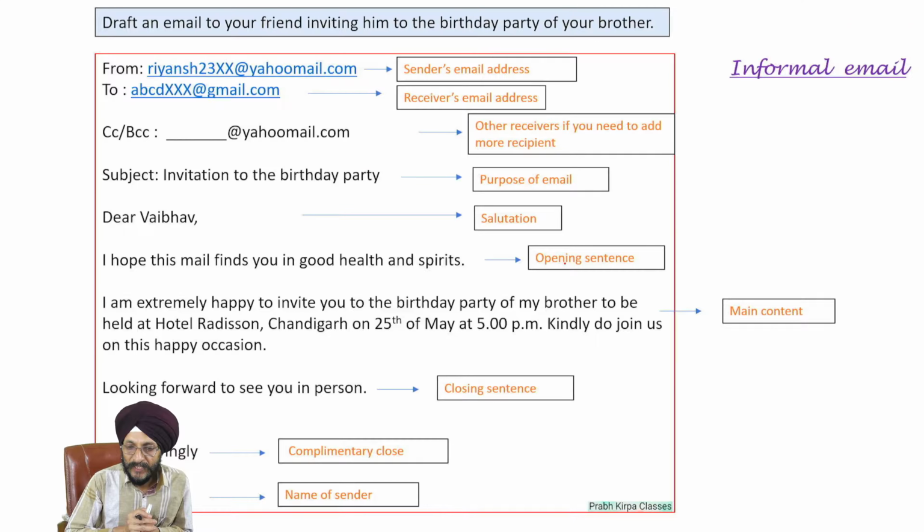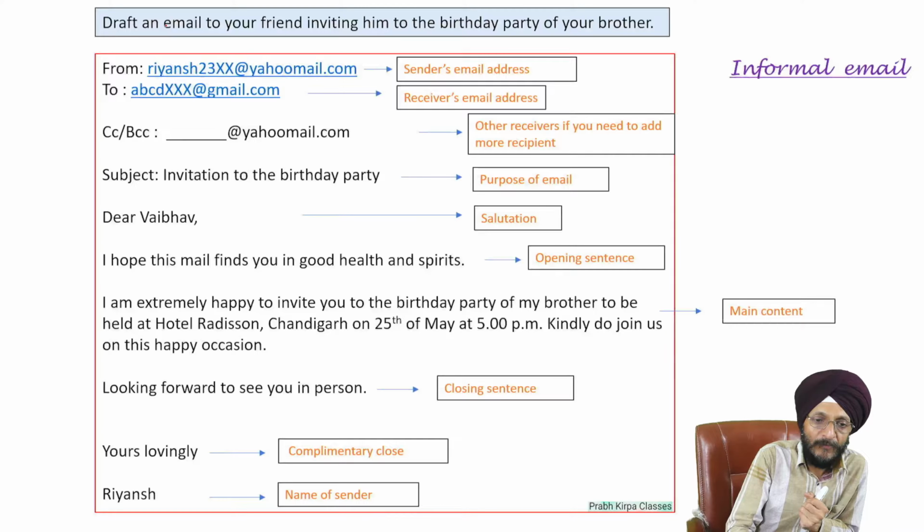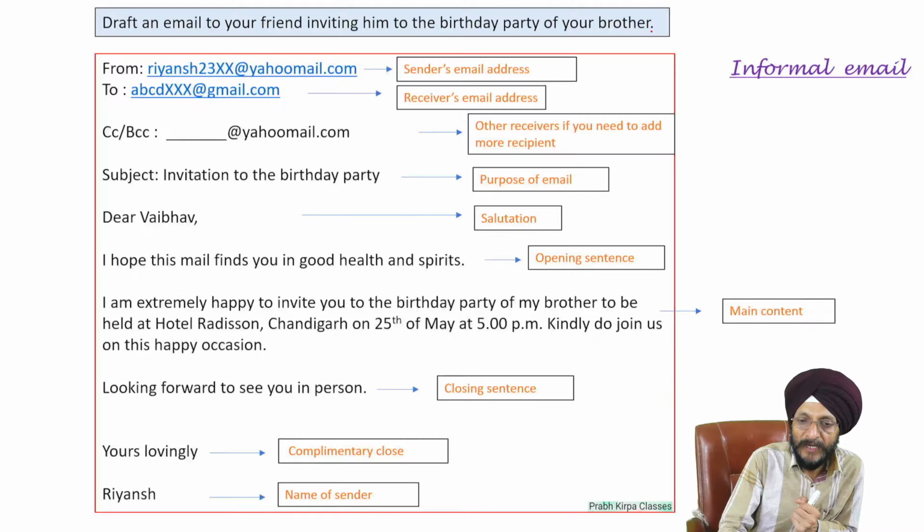Now we come to the informal email. We will try to understand the format of informal email with the help of an example. Here, the example is where you have to write an email to your friend inviting him to the birthday party of your brother. First of all comes your address, which is mentioned as From. Then comes the receiver's address, to whom you are sending the email.